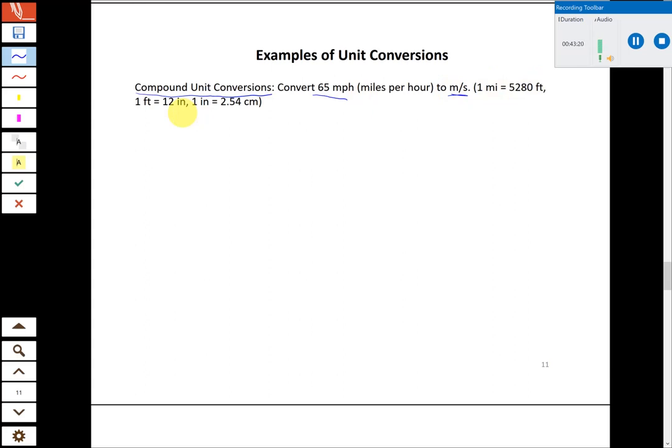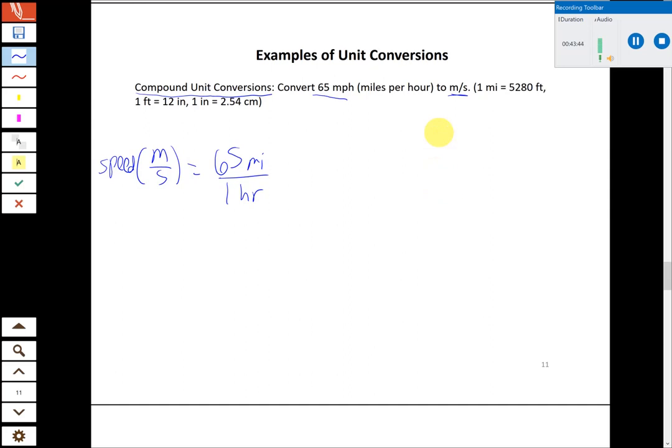So again, we want to look for the speed, or the velocity, in meters per second. And we're starting with a speed of 65 miles per hour. We can write that as a ratio of 65 miles over 1 hour. So that's what mph means, miles per hour. You can write it as 65 miles in every 1 hour.